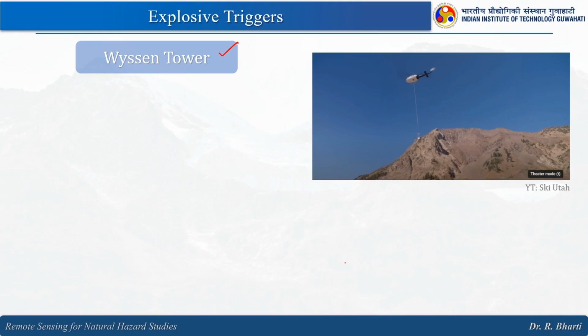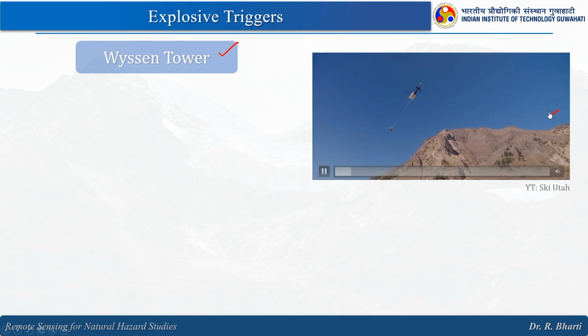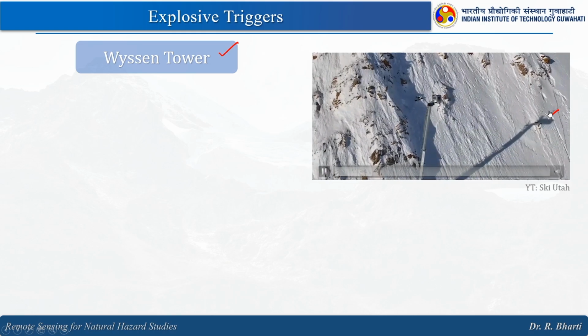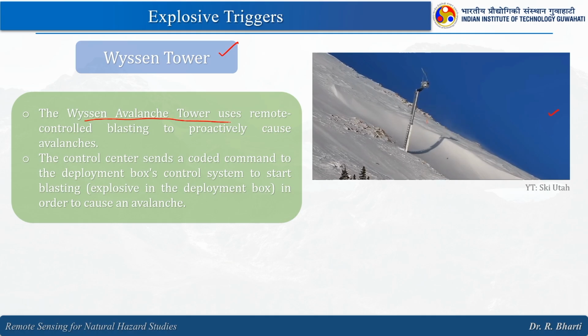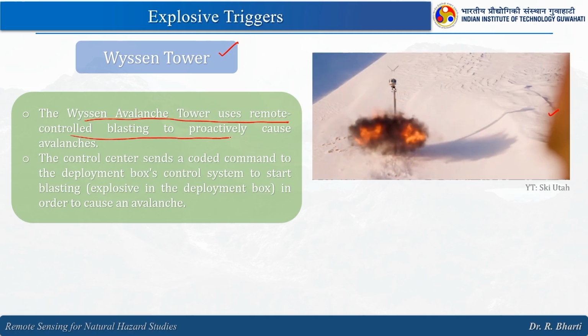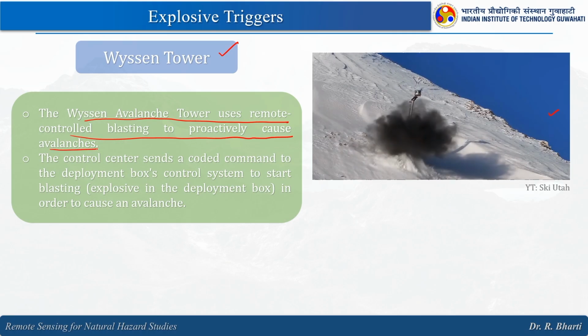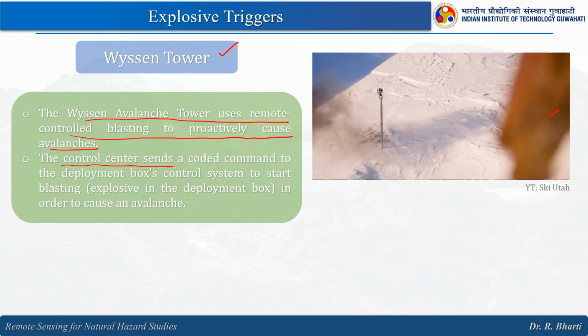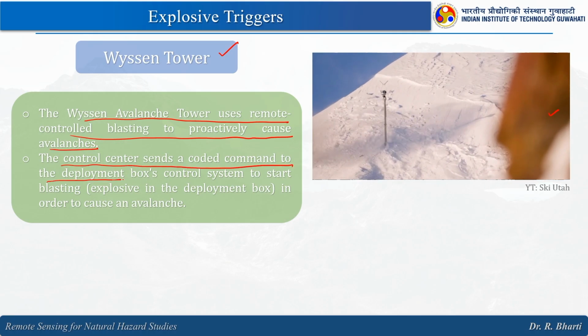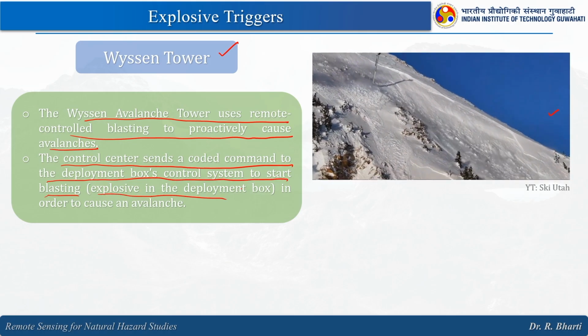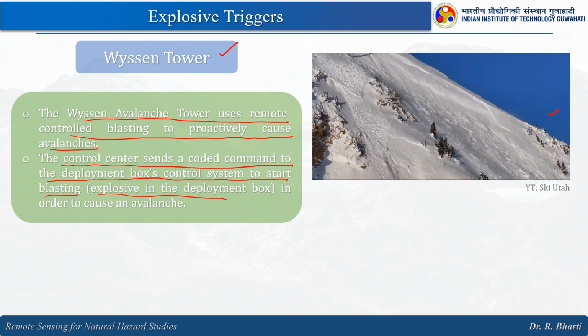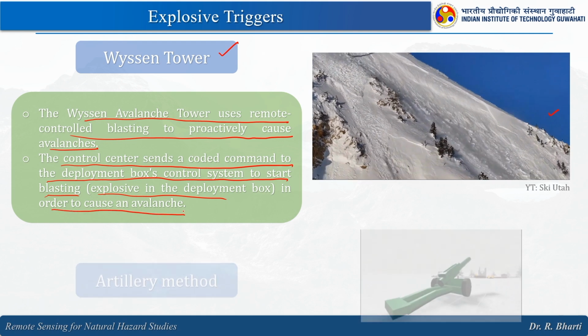Then we have the Weisschen Tower. Here you can see this particular video. This is just to explain to you, and these are very nicely created videos, so that will help you to understand. These Weisschen avalanche towers use remote controlled blasting to proactively cause avalanches. The control center sends a coded command to the deployment box control system to start blasting. Explosives are available in that particular box in order to cause an avalanche.